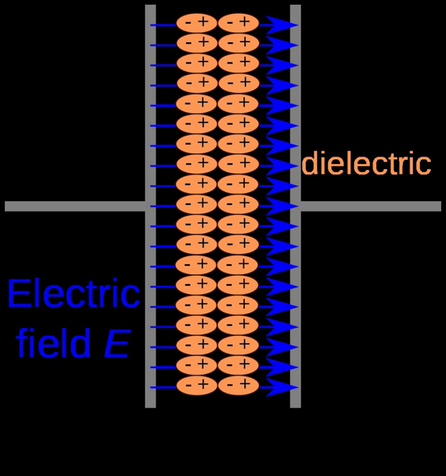A dielectric or dielectric material is an electrical insulator that can be polarized by an applied electric field. When a dielectric is placed in an electric field, electric charges do not flow through the material as they do in an electrical conductor but only slightly shift from their average equilibrium positions, causing dielectric polarization. Because of dielectric polarization, positive charges are displaced in the direction of the field and negative charges shift in the opposite direction. This creates an internal electric field that reduces the overall field within the dielectric itself.